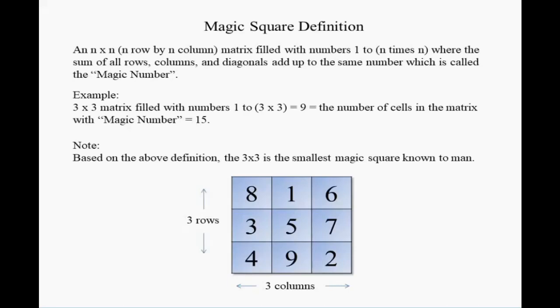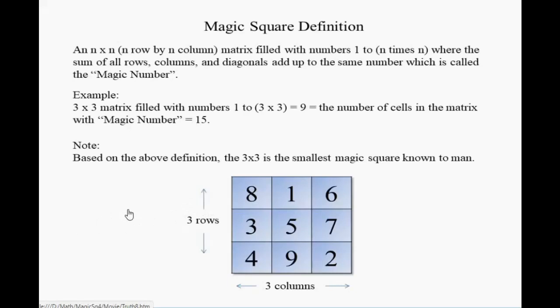In addition, the numbers are strategically arranged so that each row, column, and diagonal will add up to the same number, which is called the magic number. So for example, the magic number of a 3 by 3 magic square is 15. Based on this definition, the smallest magic square known to man is a 3 by 3.